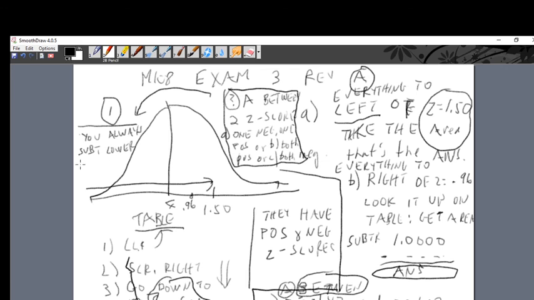Look up the scores on the table, the areas on the table, and subtract the lower area from the higher area. Anytime it says between. So there's left, there's right, and there's between. Okay, we stopped this video, got no more room.